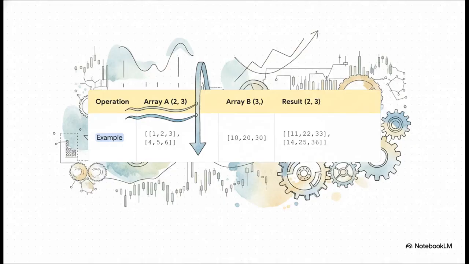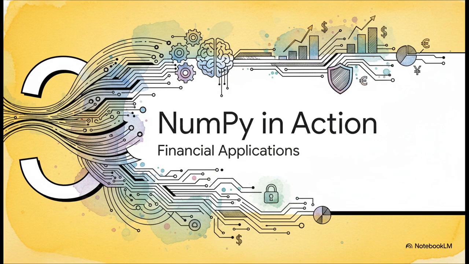Here's a perfect example. Imagine array A is a matrix of two different assets and their values over 3 days, and array B is a single vector representing a risk adjustment for each of those days. With broadcasting, you can add that risk factor to both assets at the same time. NumPy sees that the number of columns match, and it just intelligently stretches array B downwards to perform the calculation. It's just insanely efficient.